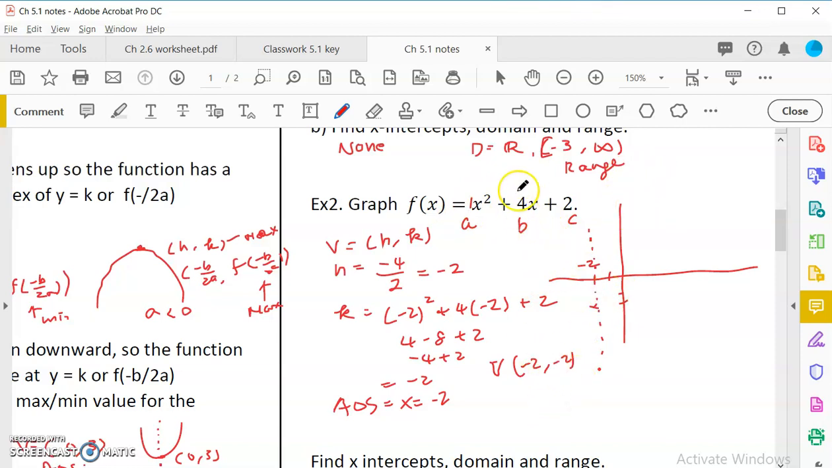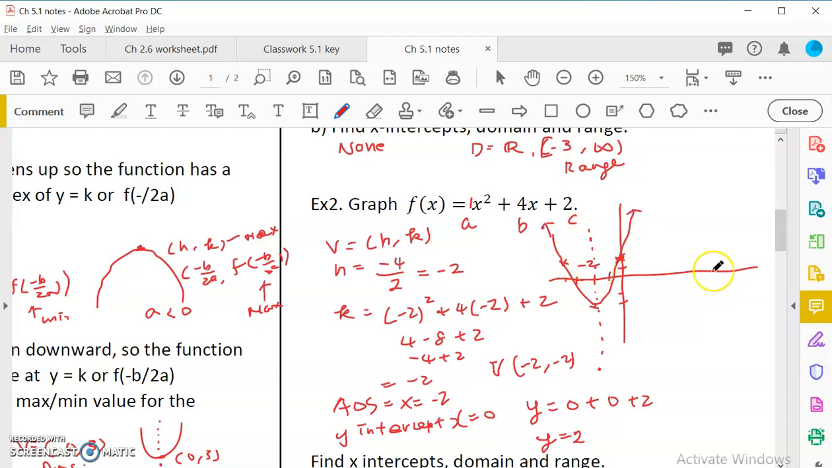So I need another point, which is the y-intercept. Y-intercept is useful because it's really easy to do. You just plug in x equal to 0. So y is equal to 0 plus 2. That means this graph cuts the y-axis at 2. So 1, 2, I have one point here. This is the axis of symmetry. I would have two more and another point here. So I can graph.